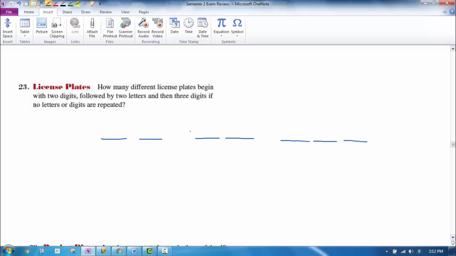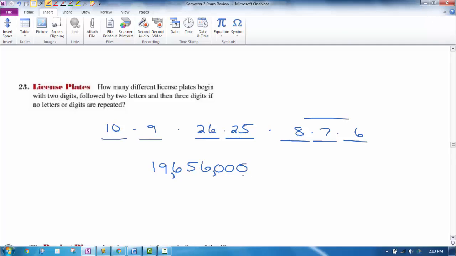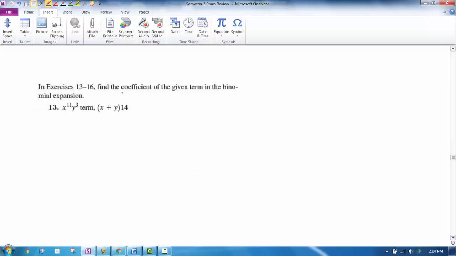So these are digits, so we have 10 to choose from, but we can't repeat, so we have 9 then left. These are letters, so we have 26 to choose from, and then we can't repeat, so 25 to choose from. And then here we have 8, 7, 6. So we're going to multiply these all together with the multiplication counting principle. The reason it's 8, 7, 6 here is because we can't repeat those numbers. So that would give us 19,656,000.